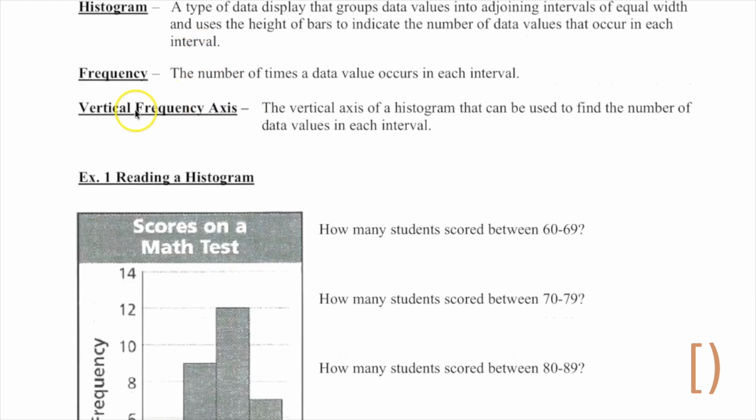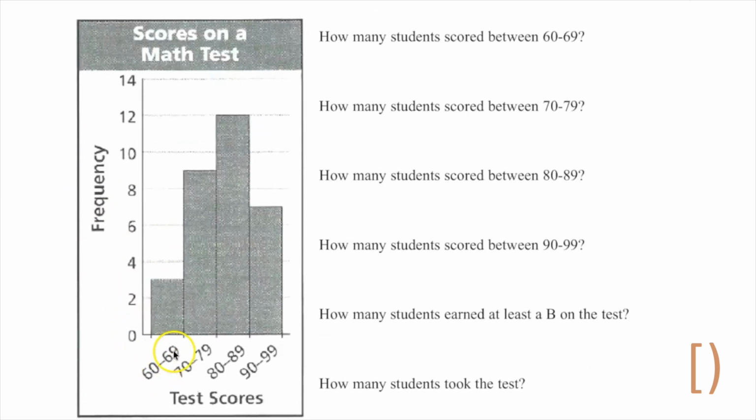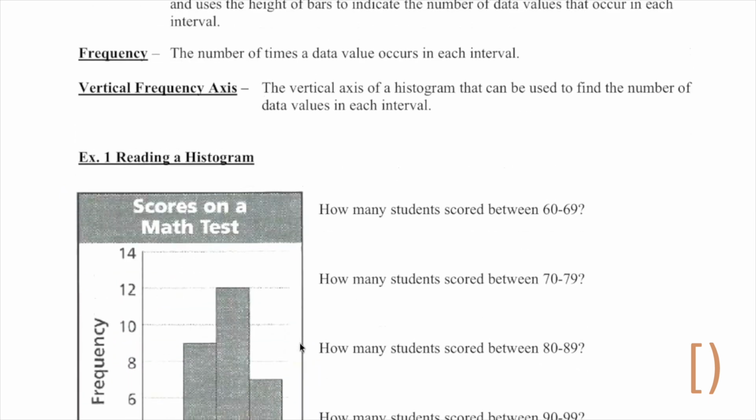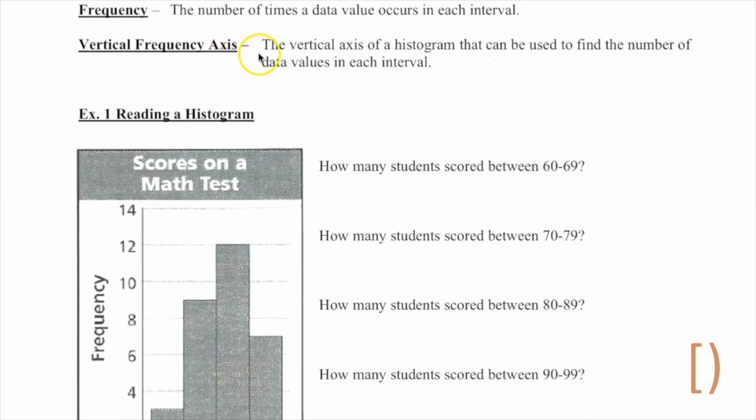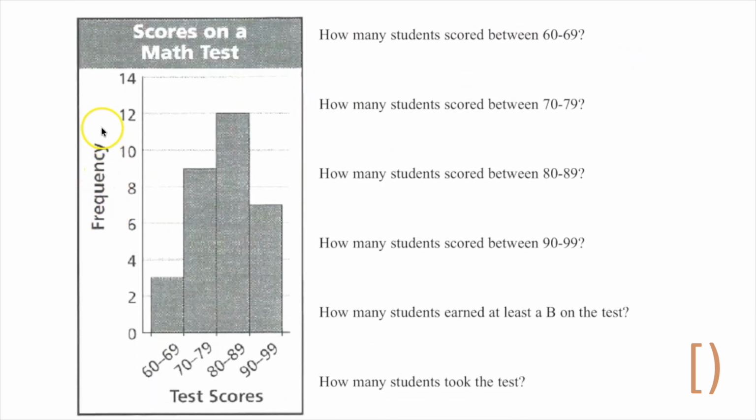So that's what you're going to see here, right? Frequency is the number of times the data value occurs. So that's going to be our frequency. That's what this says here. It's just how many times each of these values occur. The vertical axis of a histogram can be used to find the number of data values of each interval. Just like it's a frequency, that tells you how much each column there is. That's pretty much it. So let's do an example.